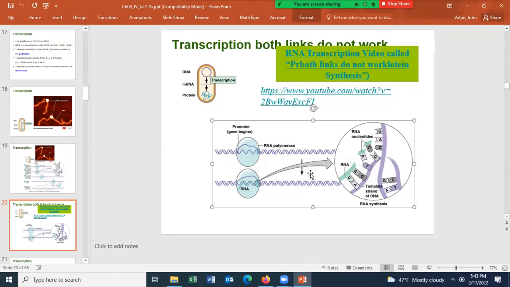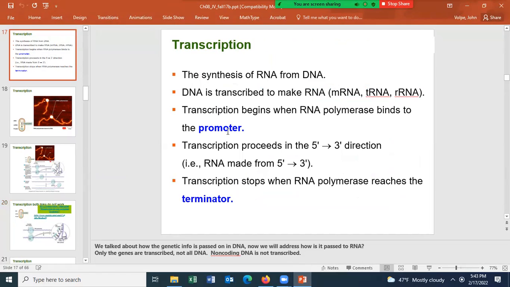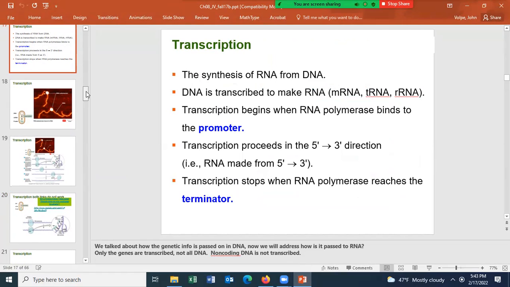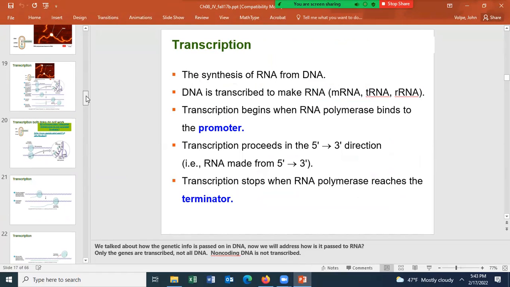All right, any questions about that movie? It was good in the sense that it discussed promoters and terminators and then showed you where they are in relationship to the gene.